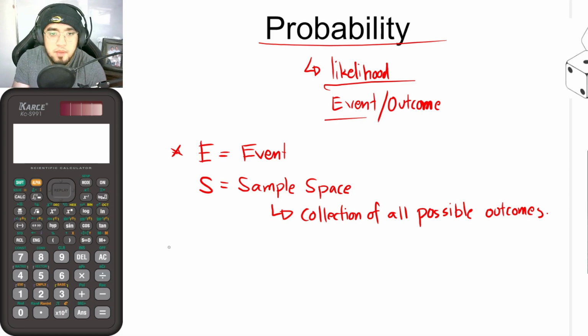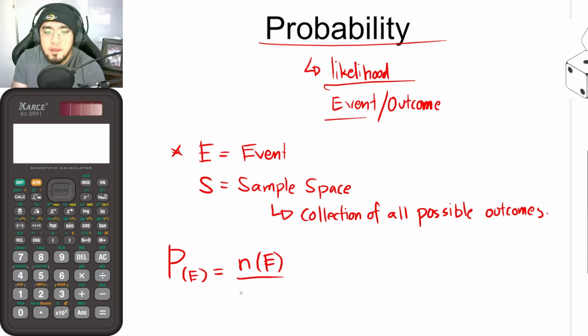When we speak of probability in mathematical terms, the probability of a certain event is equal to the ratio of the number of events divided by the total number of possible outcomes. This is our basic formula for probability. Once again, the probability of a certain event to happen is equal to the number of that event, or the collection of the events, divided by the collection of all possible outcomes.